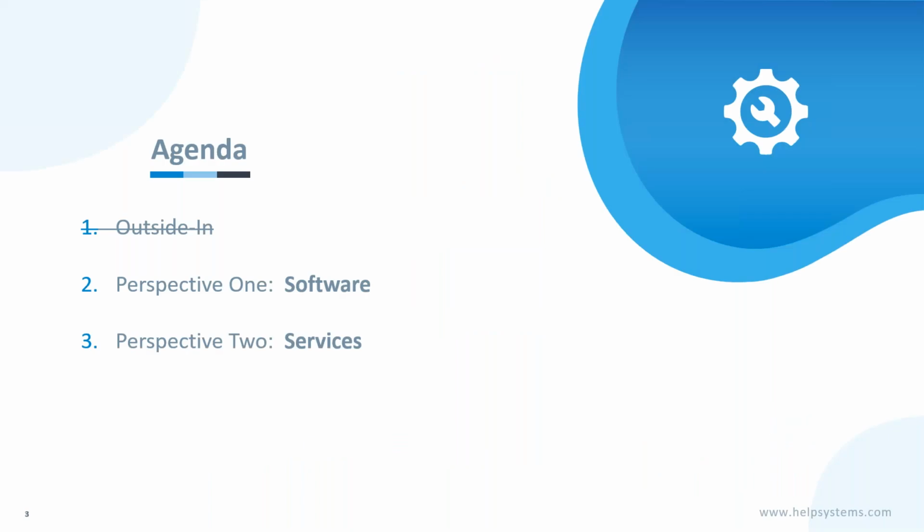My agenda is pretty brief. We're going to skip over the outside in section. What I mean by that is looking from the network into the box. It's not that it's not an important topic, it's just outside the scope of what we want to focus on, which is perspective one, software approaches, and perspective two, which is services.